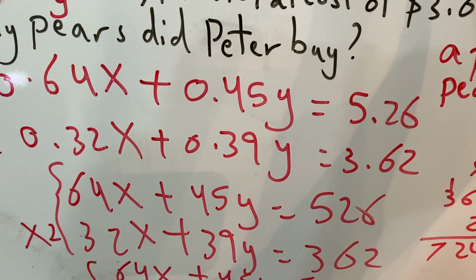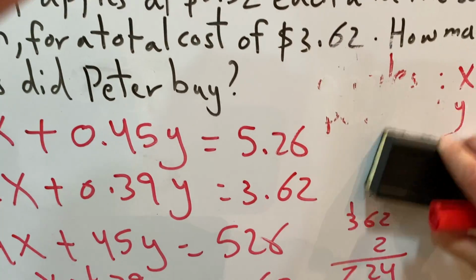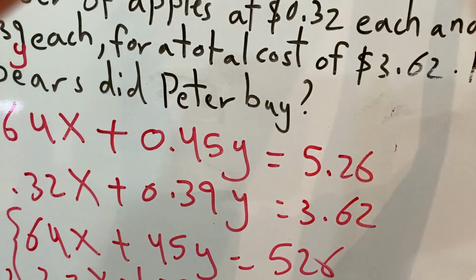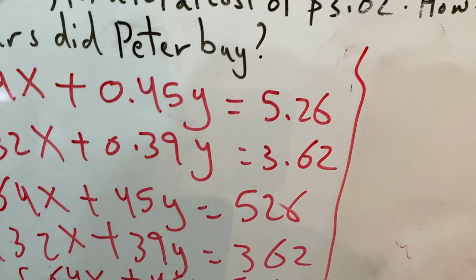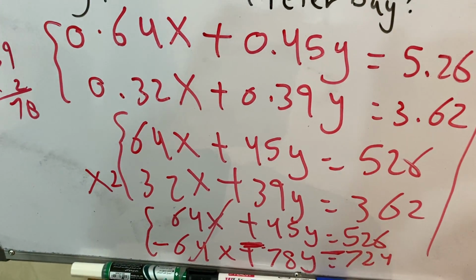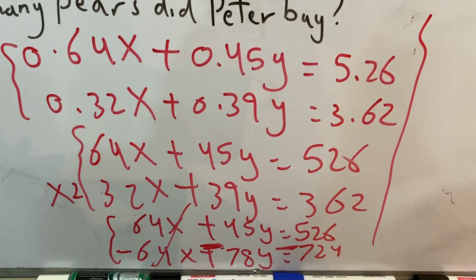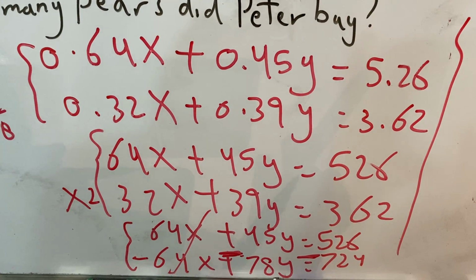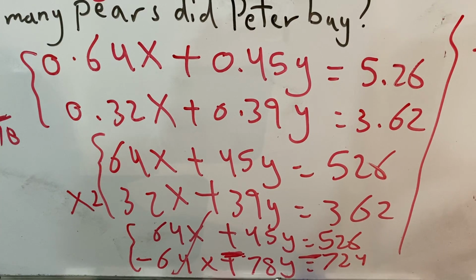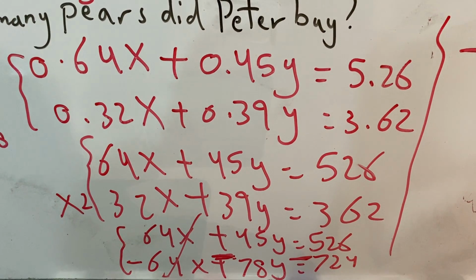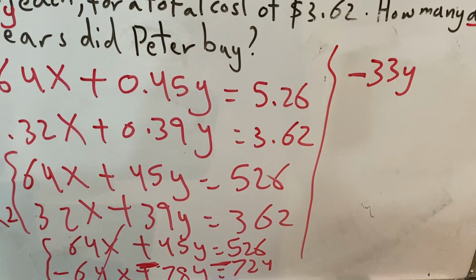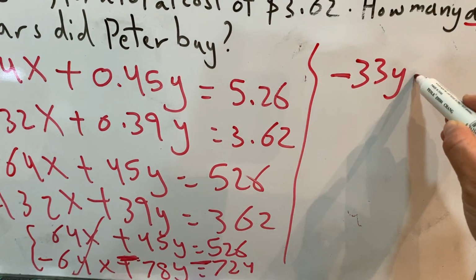Now I will complete my solution here. Now, if I need to solve this one, I will subtract 64x minus 64x, they will cancel each other. Now 45 minus 78, different signs, I will subtract and they will take the sign of the big number, it will become negative. Now 78 minus 45, it will give me here 33y. So it's negative 33y equal.